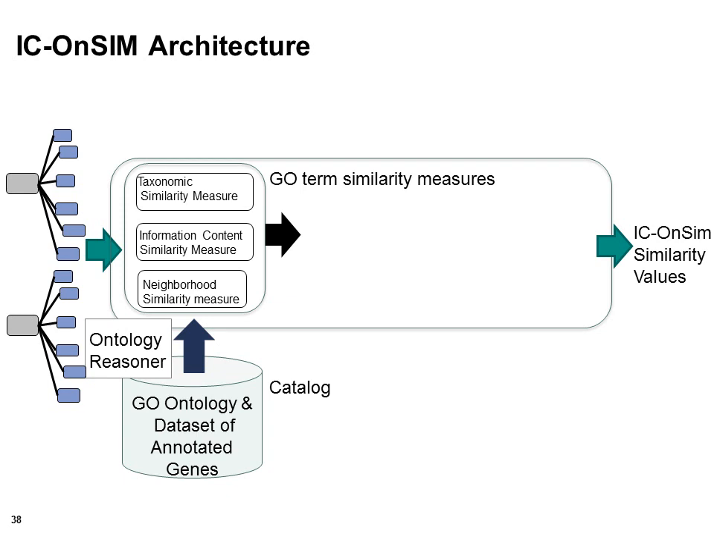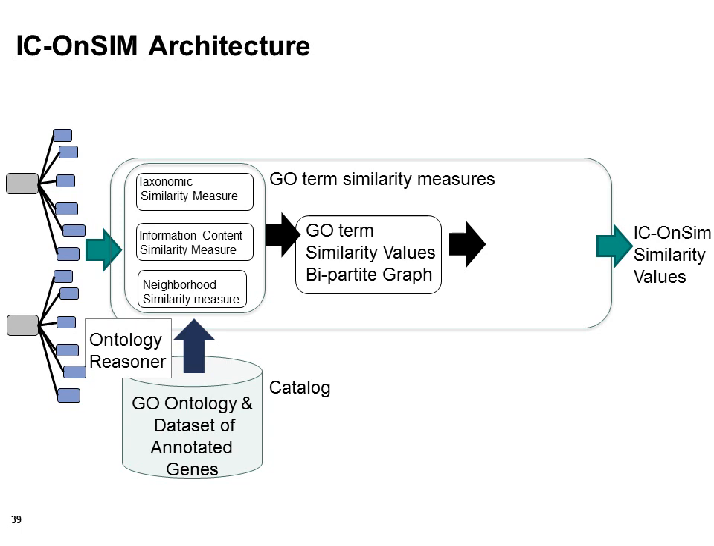The IC-OnSim architecture is presented here, and as we can observe, we receive two genes annotated with the Gene Ontology, and we combine the taxonomic similarity measure, the information content measure that we just defined, and the neighborhood similarity measure.